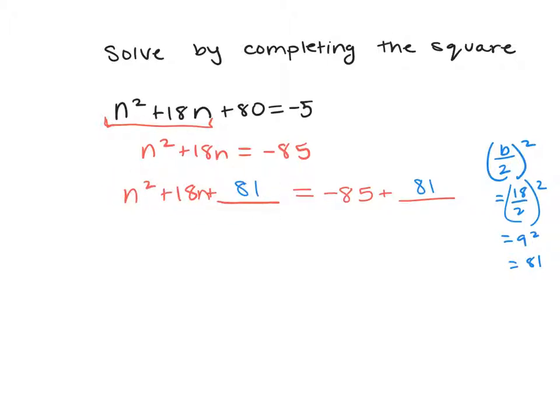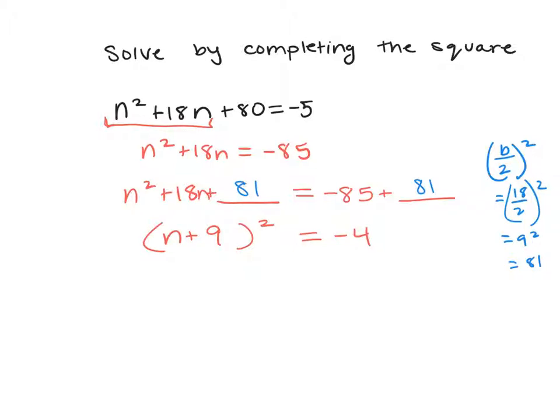Now, the benefit of having a perfect square trinomial is that now we can write that trinomial as something squared. And I'm going to simplify on the right here. Negative 85 plus 81 is negative 4. And so I can write it as n plus some number or n minus some number. The way that I know what number that is is by looking at what that b over 2 was. B was 18, divided by 2 was 9. And so I know that that factors to be n plus 9 times n plus 9, which we can write as n plus 9 squared.